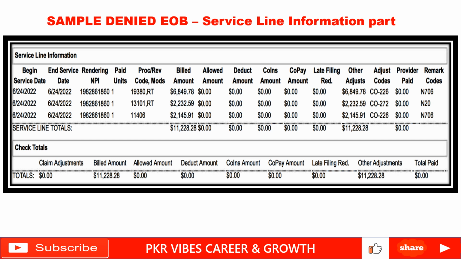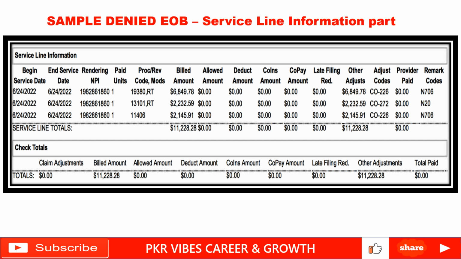Okay, we know that on the sample denied EOB we will be discussing the service line information part. The denied EOB service line information is also nothing but procedure information. That is, what kind of treatment is given by the doctor to the patient, based on what diagnosis, on which date. That kind of information is given in the service line information part. Nothing but what is the date of service.